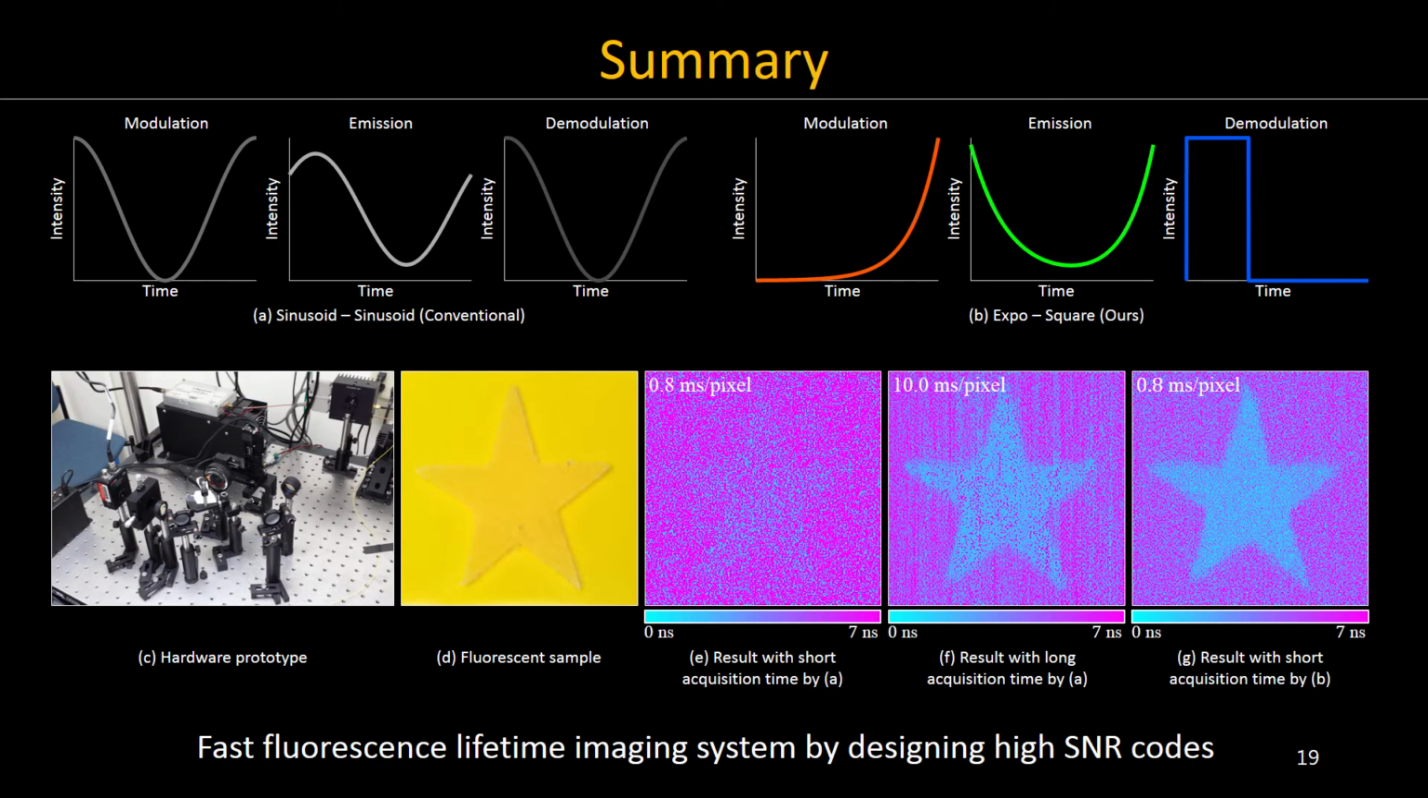In summary, we developed an algorithm for designing high-performance coding schemes in fluorescence lifetime imaging that can achieve high SNR and low data acquisition time. We demonstrated the advantages of the proposed schemes in a variety of imaging conditions using a modular hardware prototype that can implement various coding schemes.